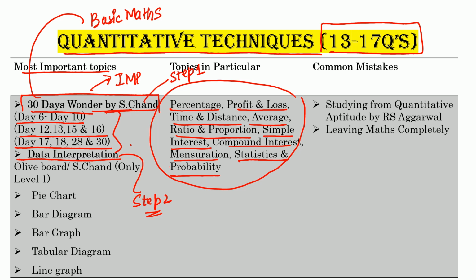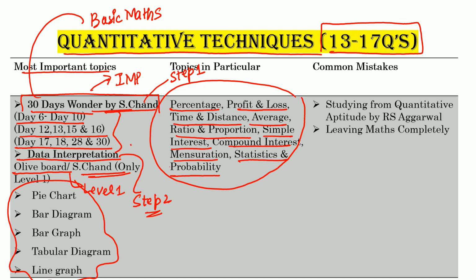Now for this, the book is olive board. You can go for olive board and you have to solve only level 1, all of these topics. The other book that I have for you is a new book by S. Chand, An Advanced Approach to Data Interpretation by R.S. Agarwal. I'll leave the link of the book in the description box.